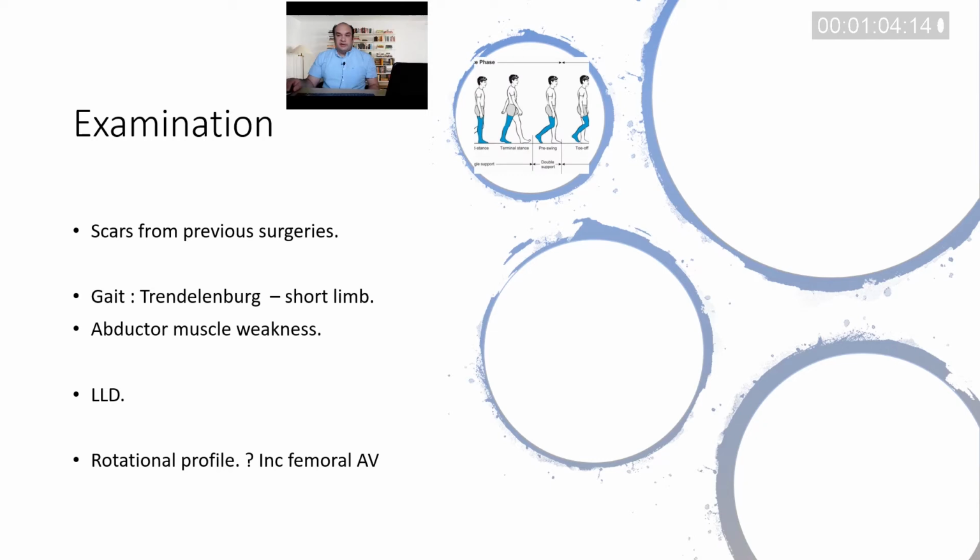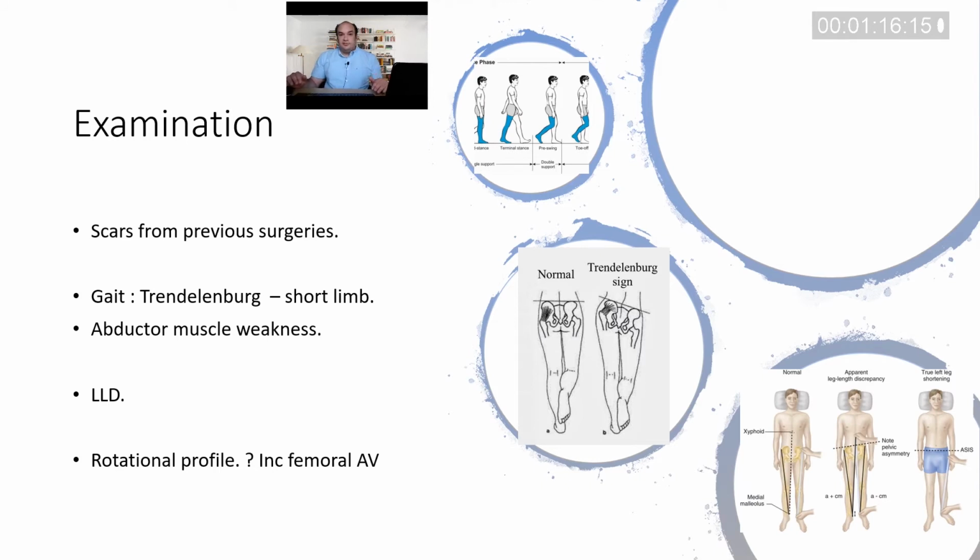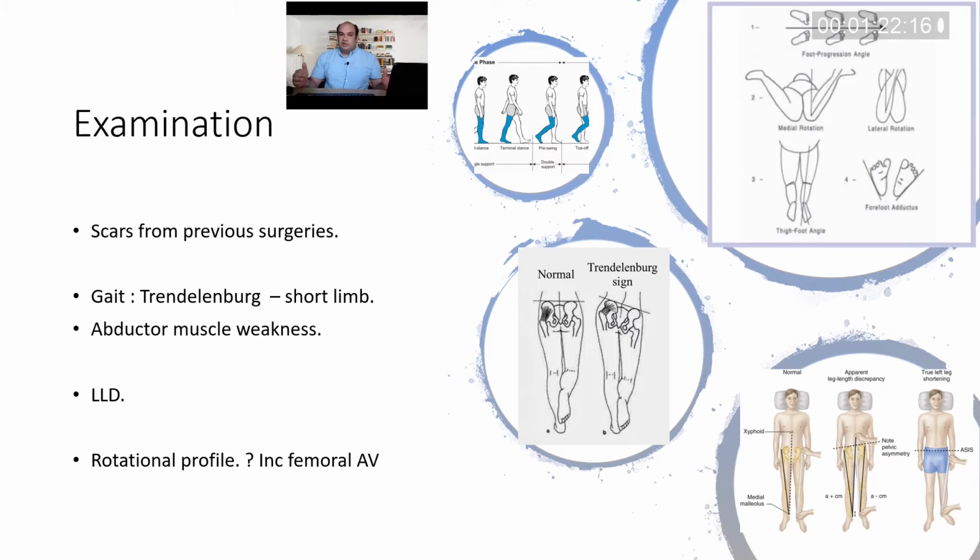You would look at the gait. They could have Trendelenburg gait or short limb gait. You need to examine for abductor muscle weakness. You need to look at the leg length difference. It could be apparent leg length difference, could be true, could be femoral, and sometimes they could even have tibial differences. Look at the rotational profile. They're known to have increased femoral antiversion, but they could also have excessive tibial torsion.